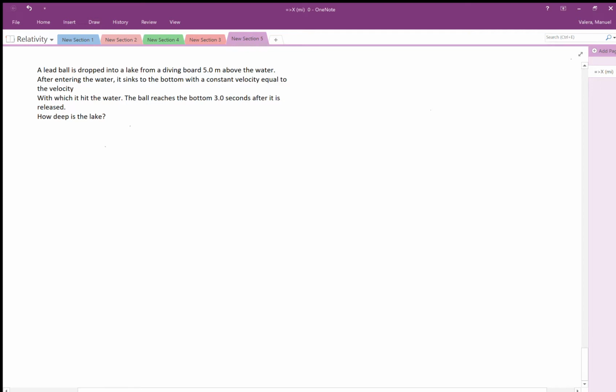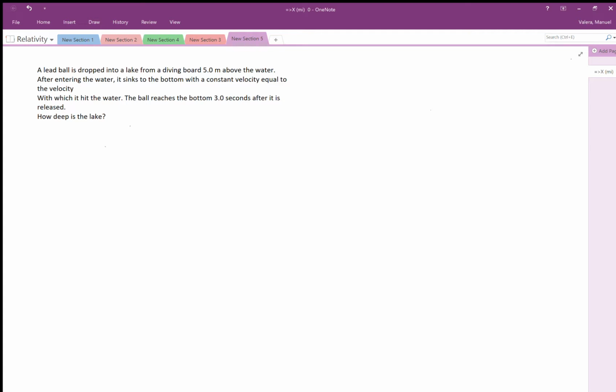Okay, so here we have a problem. We have a lead ball that is dropped into a lake from a diving board that is 5 meters above the water. After entering the water, it sinks to the bottom with a constant velocity equal to the velocity that it had when it entered the water. Right, so that's the problem.